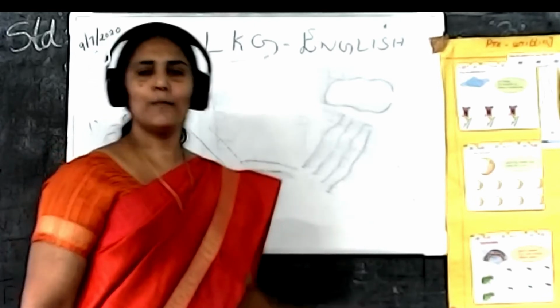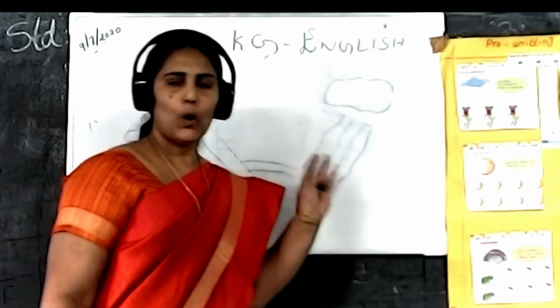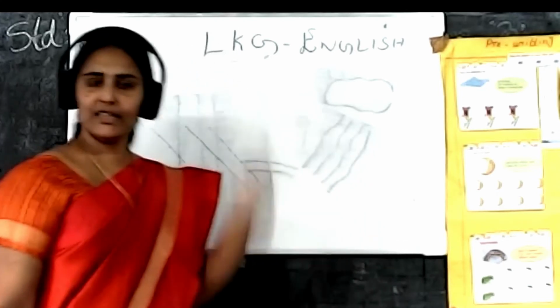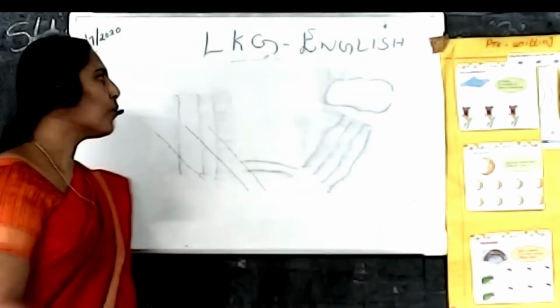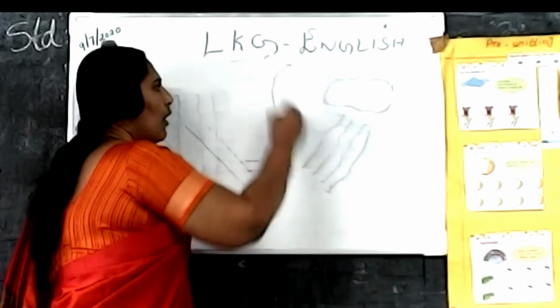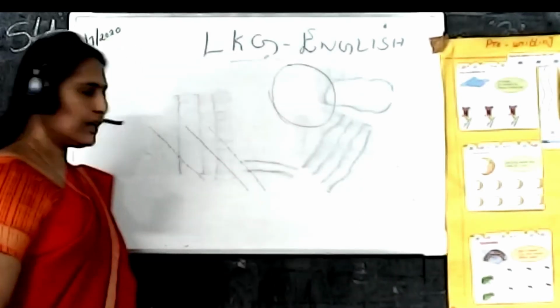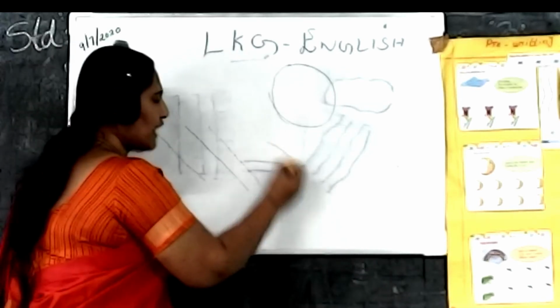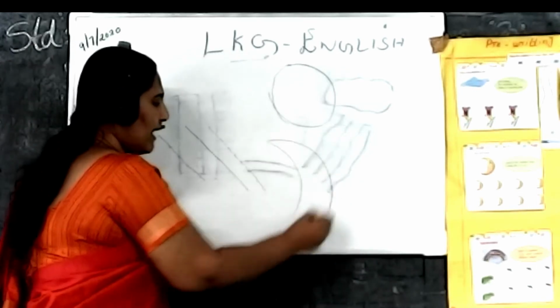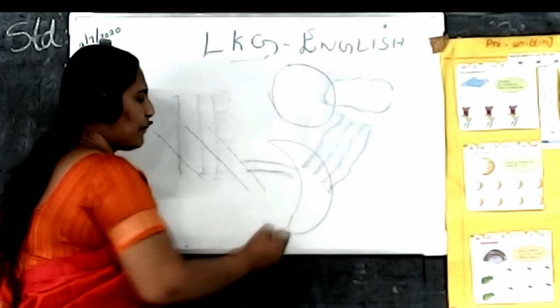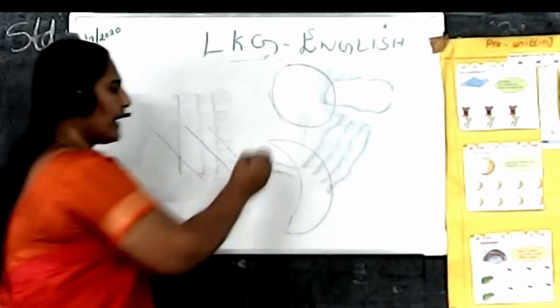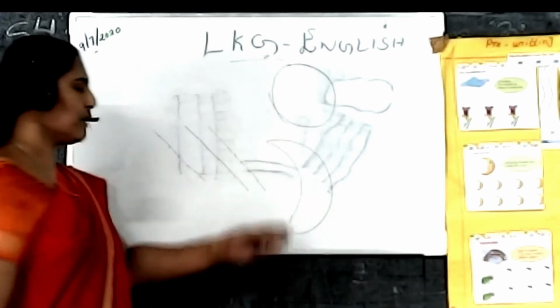This one is a backward curve. See the moon in the sky. See the backward curve. Okay, see the moon in the sky. What is the shape of the moon? This is the full moon. Okay, this is the full moon. The crescent moon shape is a curve. Okay, this is the crescent moon shape.